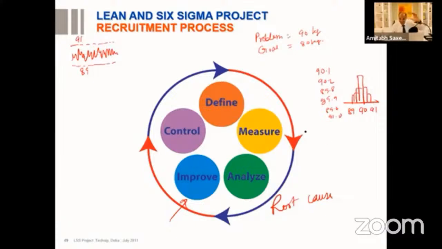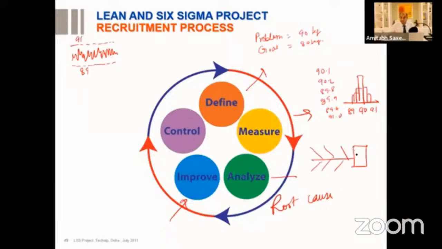So now I have measured. I'm in the measure phase. So define, measure. Analyze, I identified the root causes. What are the possible causes? First are the possible causes. We use a cause and effect diagram, also known as Ishikawa diagram, or fishbone diagram. I'll tell you how to make a fishbone diagram in a short while. So I made a fishbone diagram.